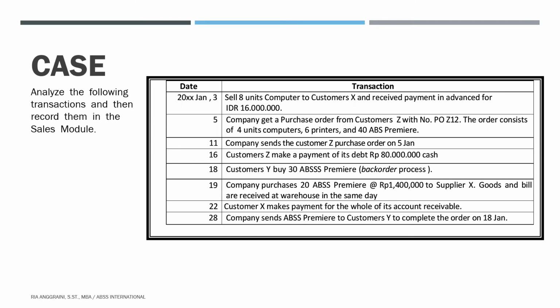Okay, the last transaction is 28 January, in which the company sends ABSS Premier to customer Y to complete the order on 18 January. Because we had the back order process before, we were supposed to send 30 ABSS Premier, but we only had 10 ABSS Premier in stock. So we already purchased 20. Then now we have to send the rest of the product that the customer already ordered before.